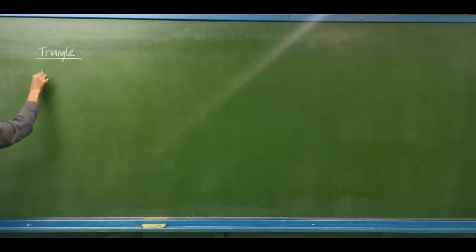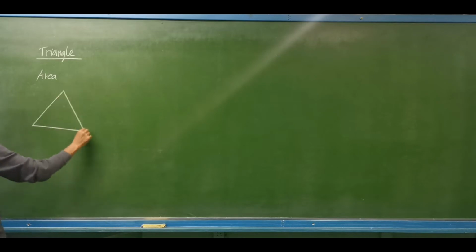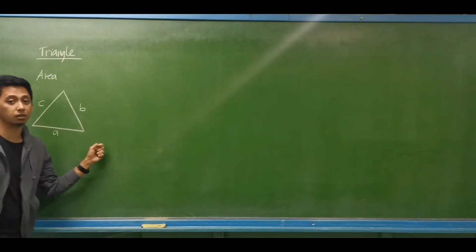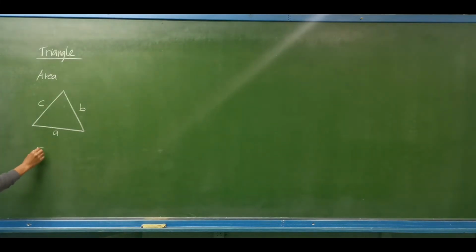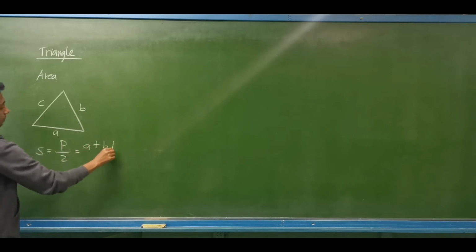Pero pag area yung usapan, okay, for example, we have the area of a triangle. Ang given is, for example, the sides are given, A, B, C. So, pwede natin gamitin dito yung Heron's formula. Para magamit natin yung Heron's formula, kailangan natin yung semi-perimeter. Ang semi-perimeter is the perimeter divided by 2, or this is the same as A plus B plus C, divided by 2.